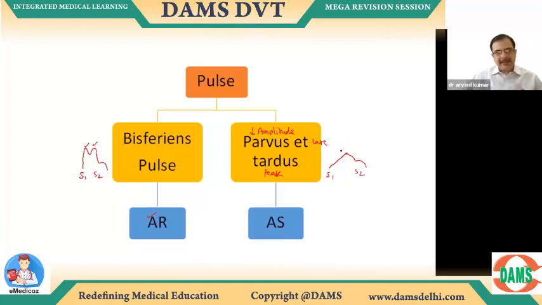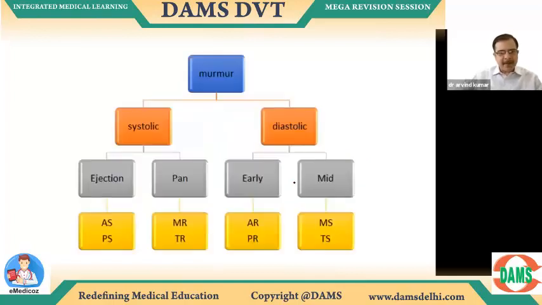It indicates that there is some obstruction to the ventricular outflow, so that will be more suggestive of aortic stenosis. So two important pulses: bisferiens and pulsus parvus et tardus. Now coming to the murmurs. What are the types of different murmurs?